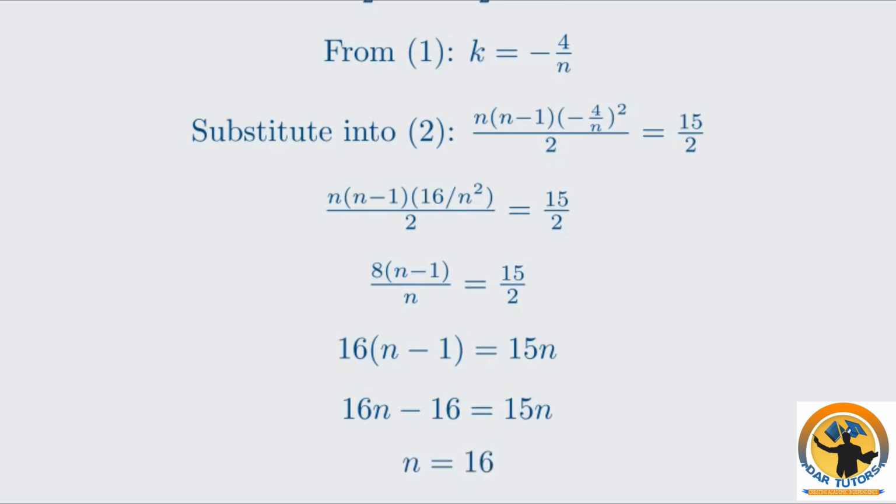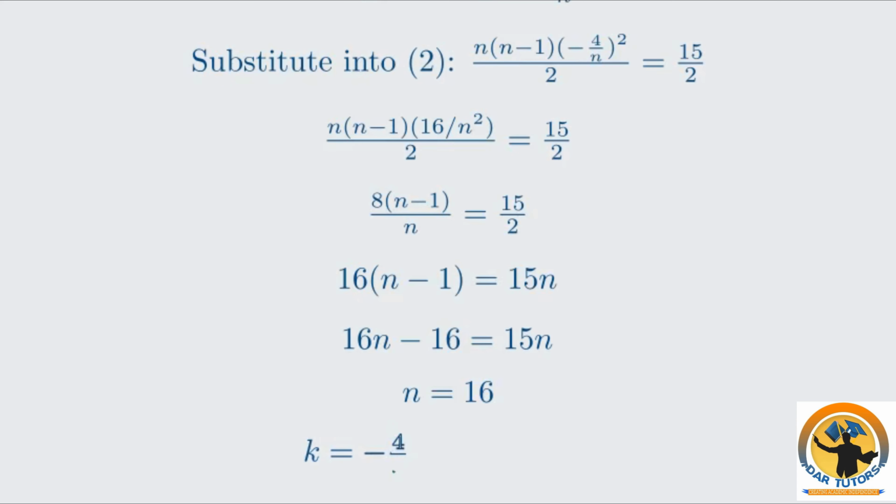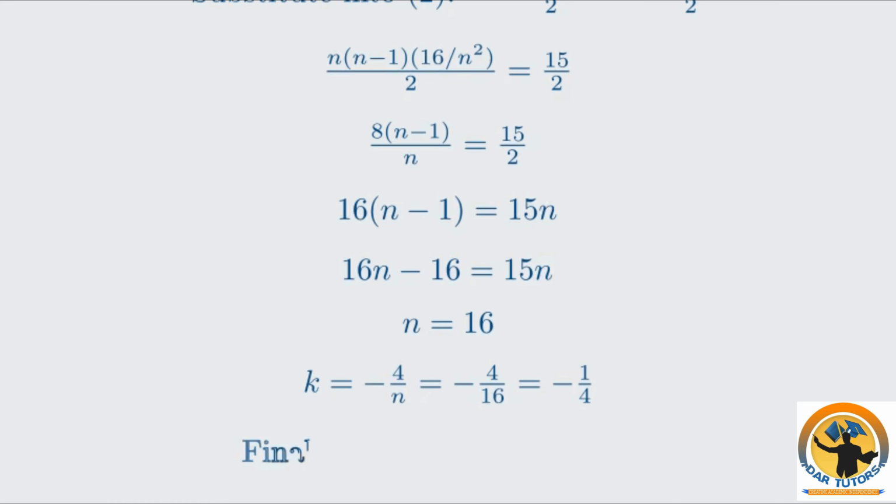Let's reevaluate. The equation is 8(n−1)/n = 15/2. Cross-multiplying gives 16(n−1) = 15n. Expanding gives 16n − 16 = 15n. Subtracting 15n from both sides gives n = 16. Now that we have n, we can find k using equation 1. k equals −4 divided by 16, which is −1/4. So the values are n = 16 and k = −1/4.